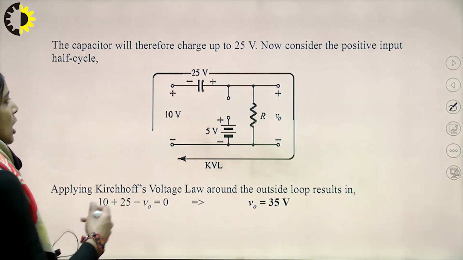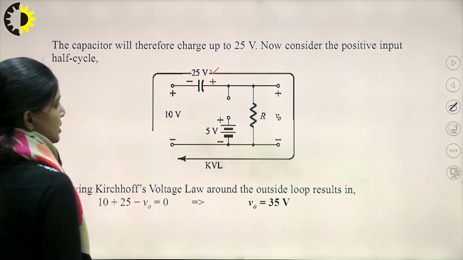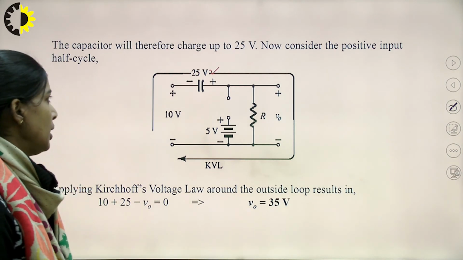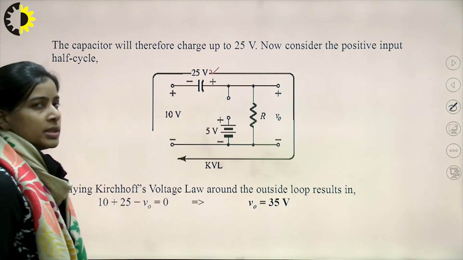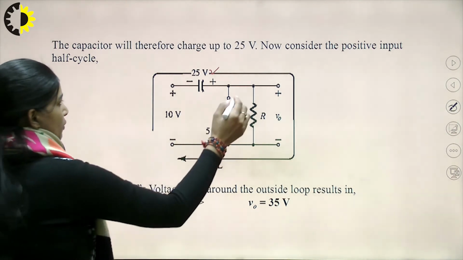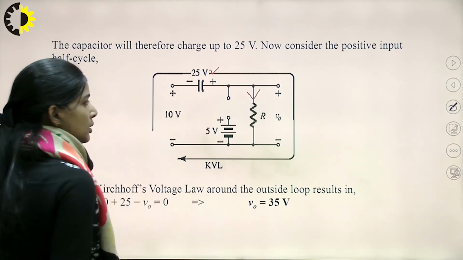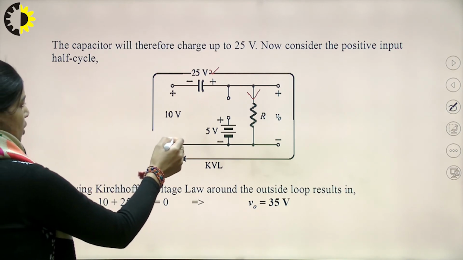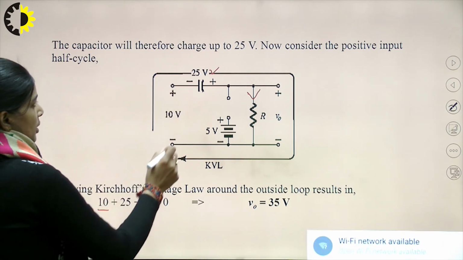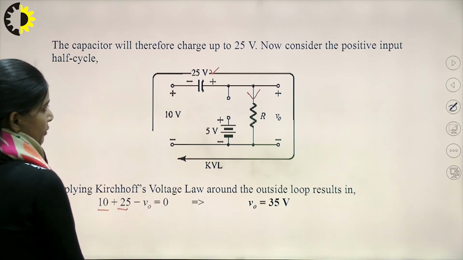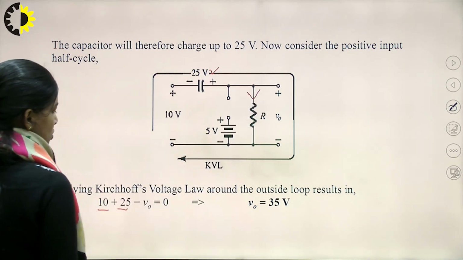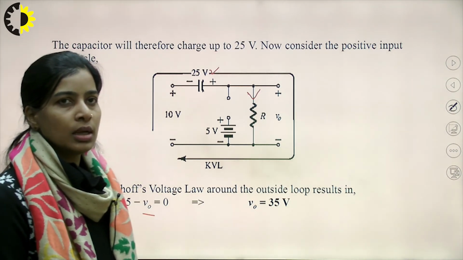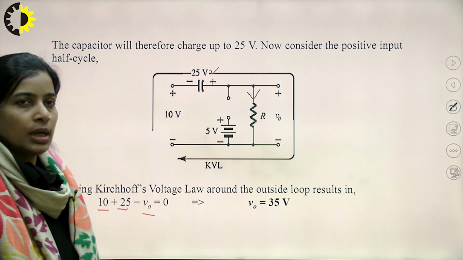So, the capacitor is now charged up to 25 volts, and now the next cycle of the input appears, that is the positive cycle. Now, the diode will be open circuited and the current will follow the path through the load resistance R. Now, applying the KVL, we can write from minus to plus, that is plus 10, then from minus to plus we have plus 25, then a drop from plus to minus, that is V naught. So, V naught we get as 35 volts in the positive half cycle of the input.